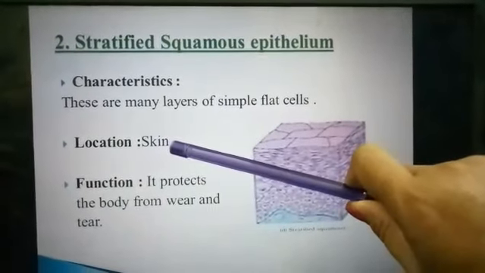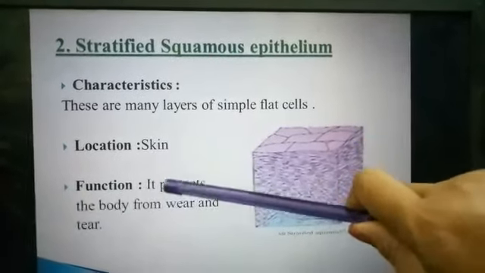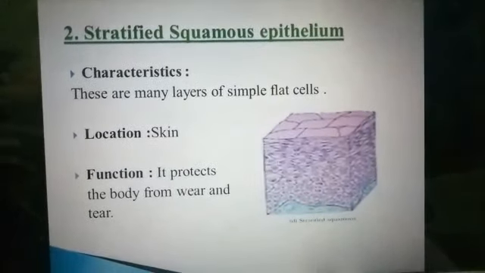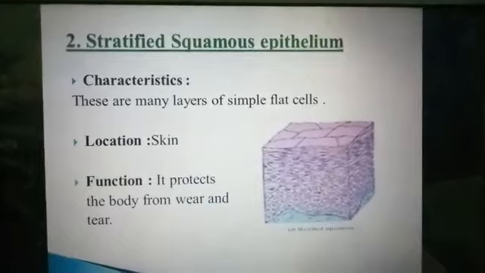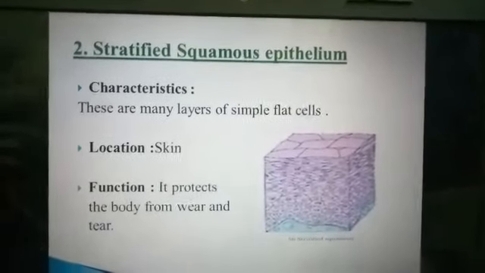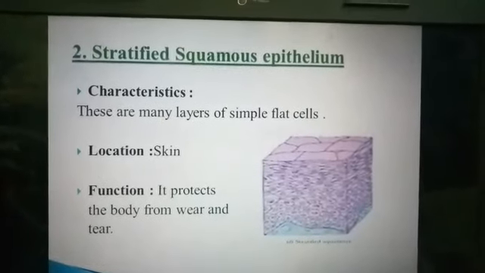कहाँ पे present होता है? It is present on our skin, right? It protects the body from wear and tear. आपने देखा होगा आपका skin अगर ऊपर से छिल जाता है, you are observing the second layer. तो किसकी वजह से होता है? वो कौन सा layer होता है? Stratified squamous epithelium. Understood?